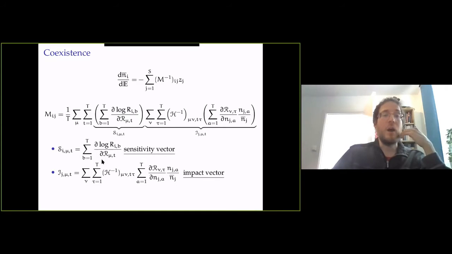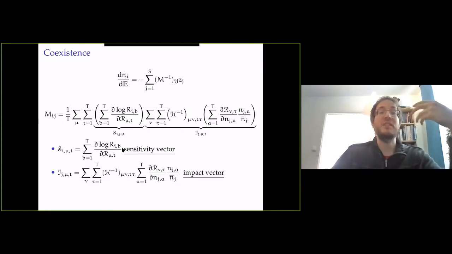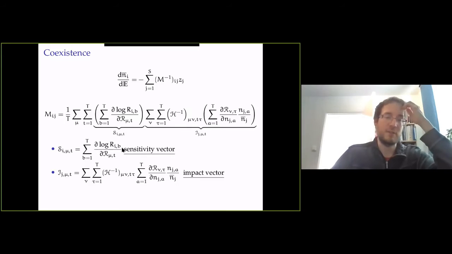That is, how does the growth rate of an organism change if I suddenly give it a little more food? We can call that the sensitivity factor, because it measures the sensitivity of the growth of a species to a change in the regulating factors.